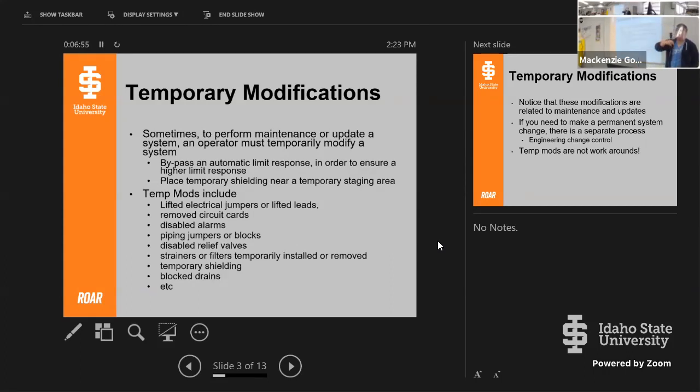Temporary shielding is a really unique one because technically you're not making anything worse, right? A lot of these, when you do a temporary mod, you're going to make the reactor response to an accident or operation potentially worse and more risky, right? You're removing some sort of safety feature or protection in order to test a different one. Temporary shielding isn't really like that. You add temporary shielding, well, now you just have more shielding.